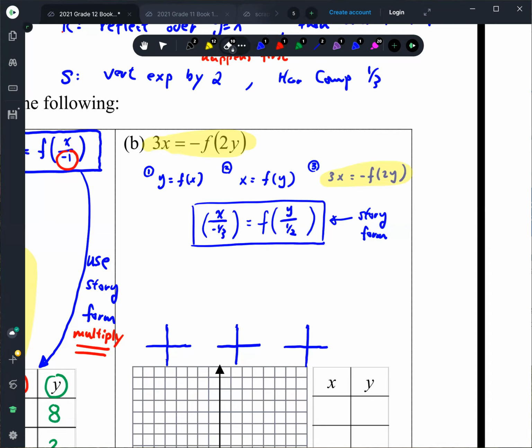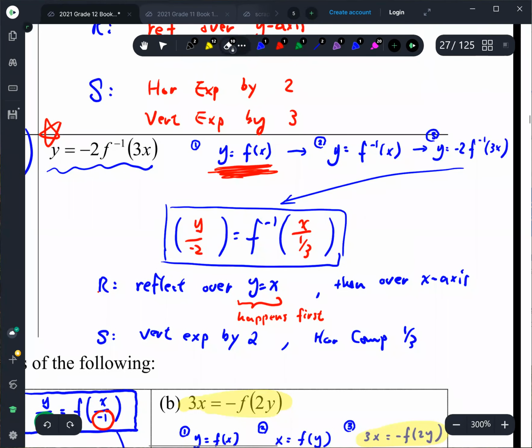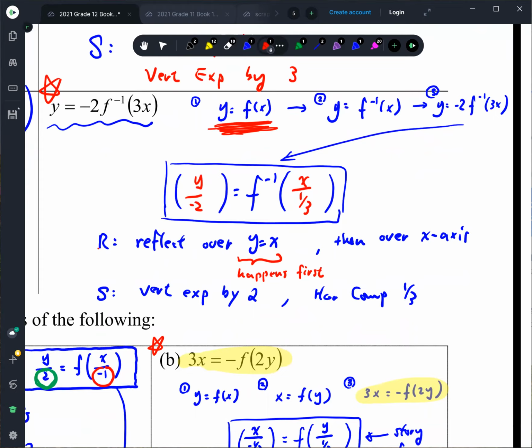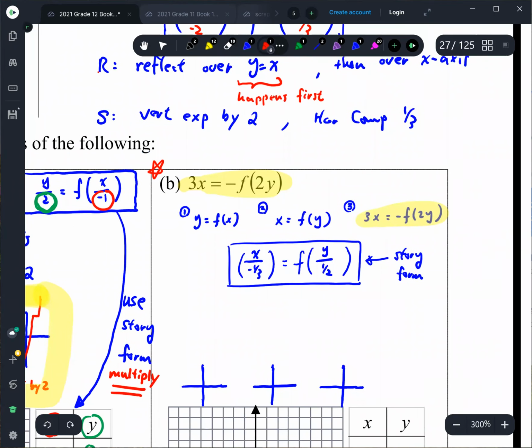So if they have the x and y flipped, this is how you will do it. If they show the inverse with the -1, then you just leave it as inverse and then you do the story form. I gave you these two examples that have inverse. One got flipped, the other one used f -1. Two different ways, but they're both inverse. So inverse always happens first before everything, okay? So now please write down the reflection and stretch and shrinking.